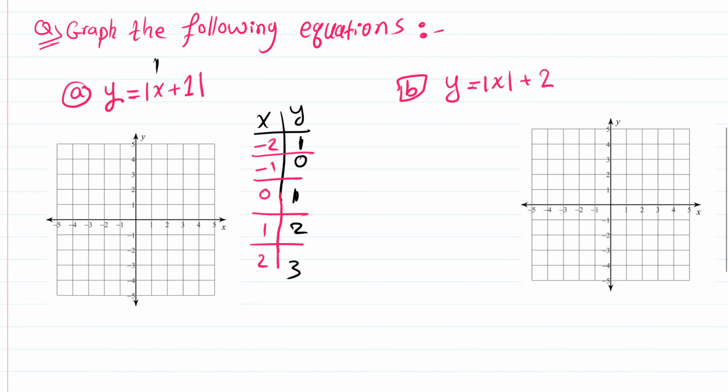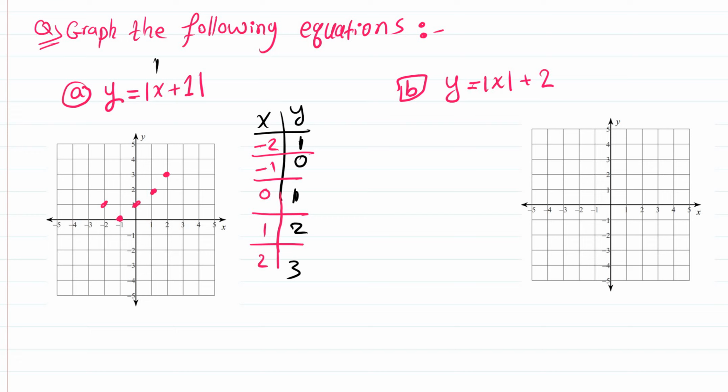Okay. Let's plot these points on the coordinate plane. -2 on the x-axis and 1 on the y-axis. So -2, 1, -1, 0, right? 0, 1. This is 0, 1. What do we have else? We have 1 and 2. And 2 and 3.